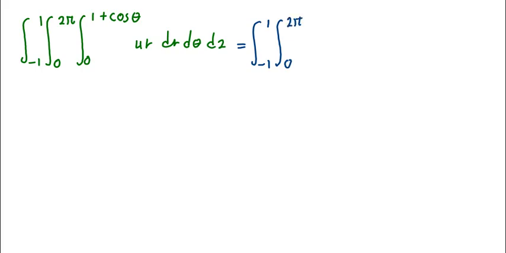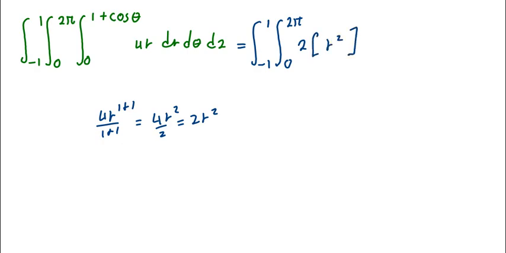If you integrate this with respect to r, you have your 4r, then there's a 1 here, you add the 1, so 1 plus 1. So this is going to be 4r to the power 2 divided by 2, which is just 2r squared. Then I evaluate from 0 to 1 plus cos theta. I'm remaining with d theta dz.